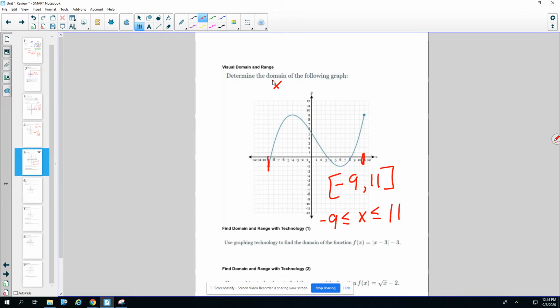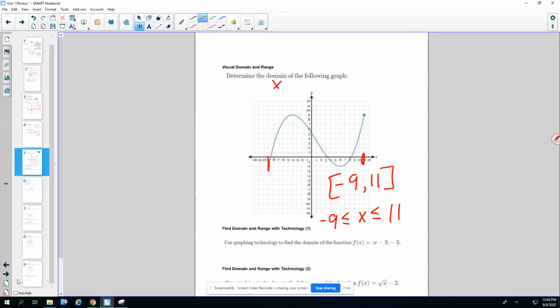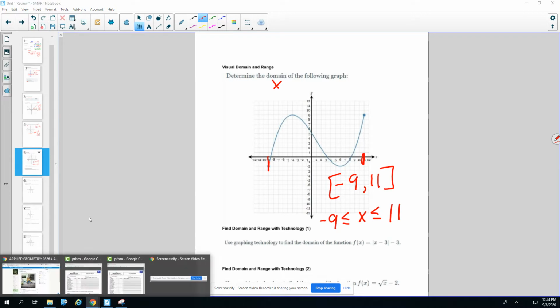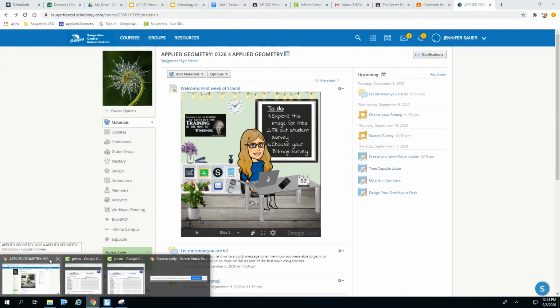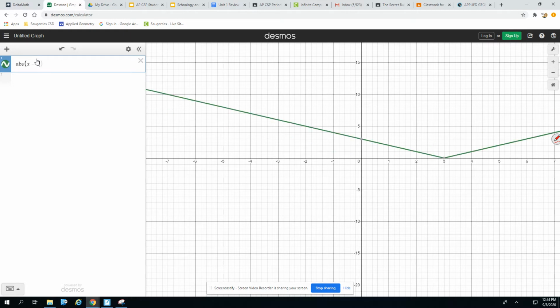The next one we need to do on a calculator. So I'm going to get out that Desmos calculator, and you can definitely use the one on Delta Math too. There's really no preference either way. So I get over to my internet. There we go. So I did absolute value last for a different question. So I'm just going to leave up that ABS, x minus 3, minus 3.